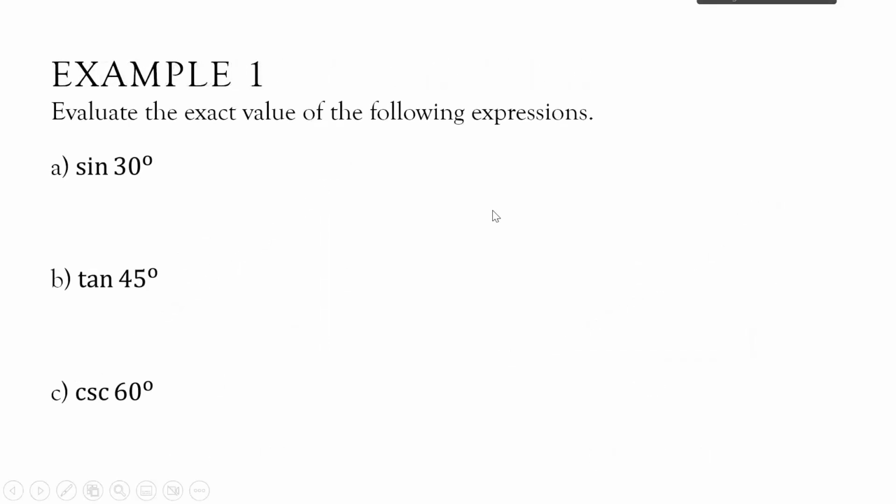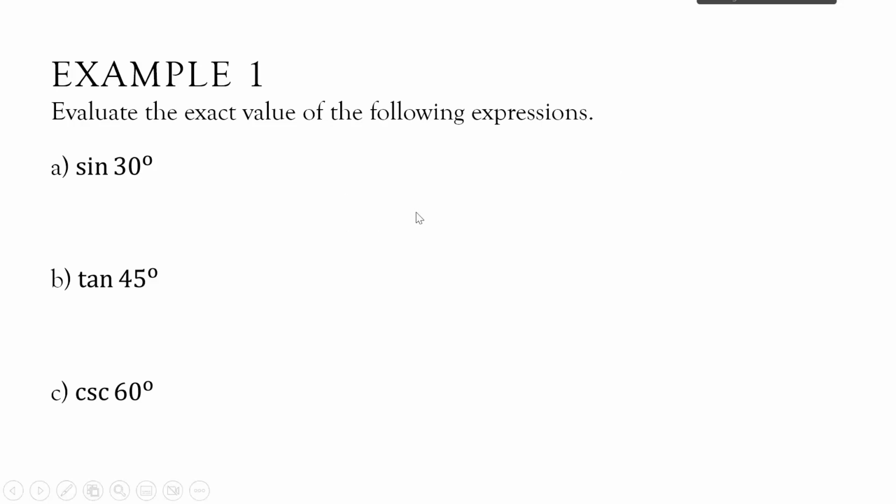To show this, we're going to jump straight into our example. In example 1, evaluate the exact value of the following expressions. Sine of 30 for part A. Before, we had a right triangle, and then I said sine of theta. We didn't know what theta was. Now we're saying, what if I do know what theta is? Can I figure out what's going on?